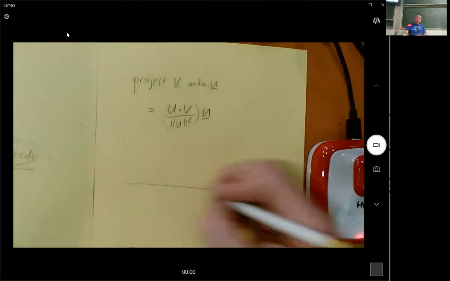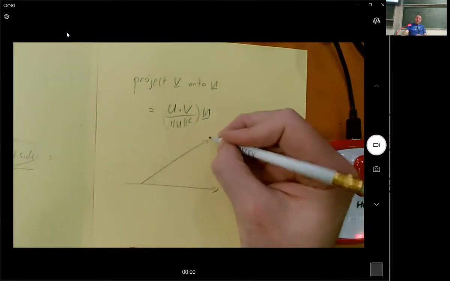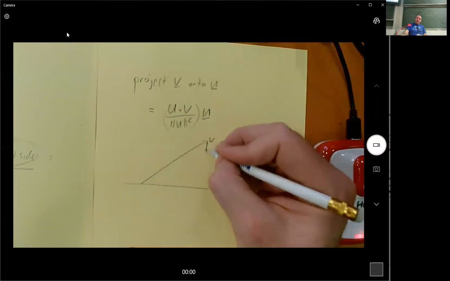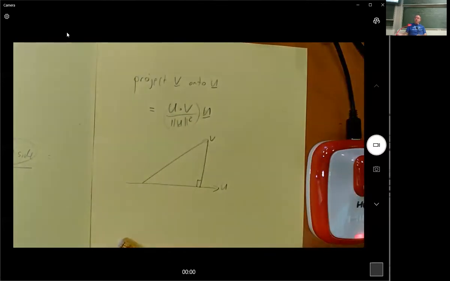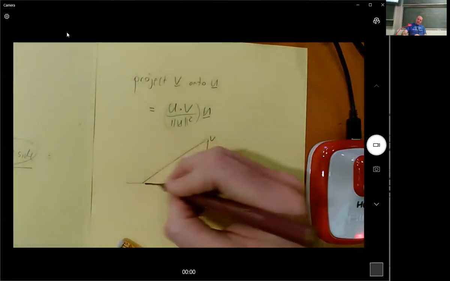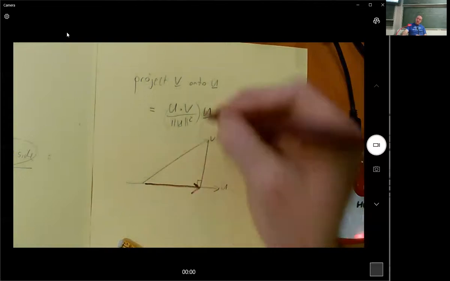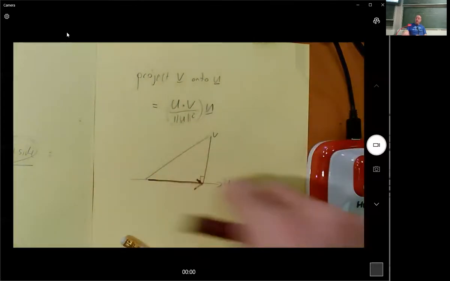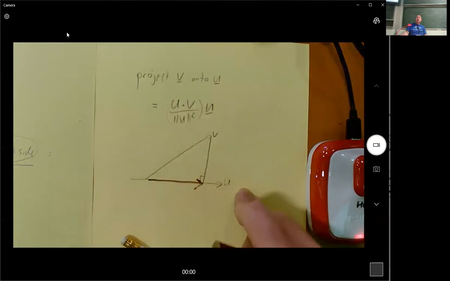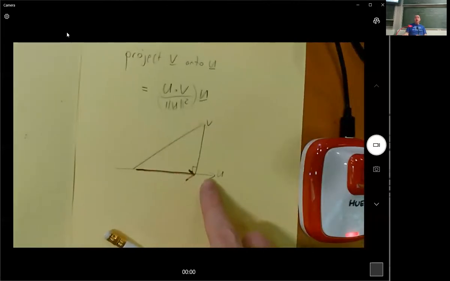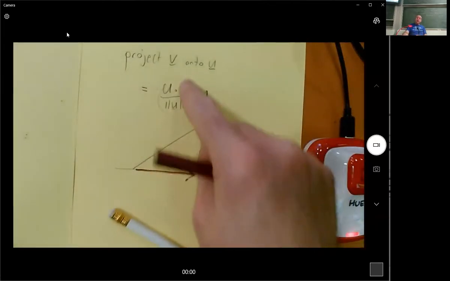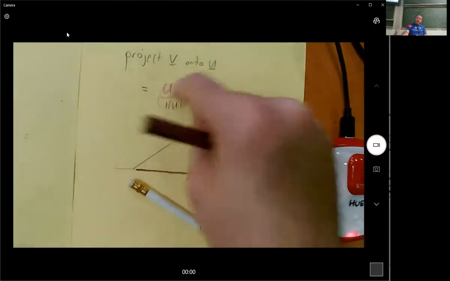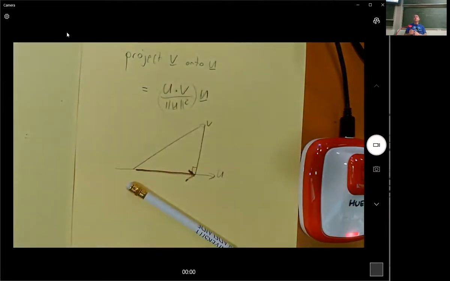I'm just going to draw the picture. Here's u, here's v, and this down here is a right angle. This is the answer to this. It is a multiple of u because it's pointing the same direction that u is pointing, possibly the opposite direction. And the correct number to multiply u by to get the right length is u dot v divided by the length of u squared.